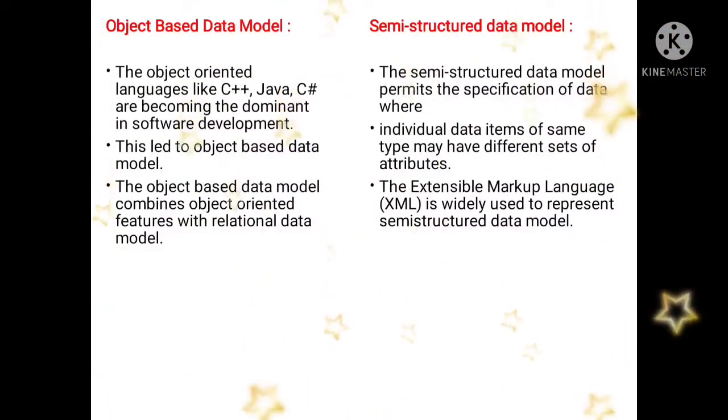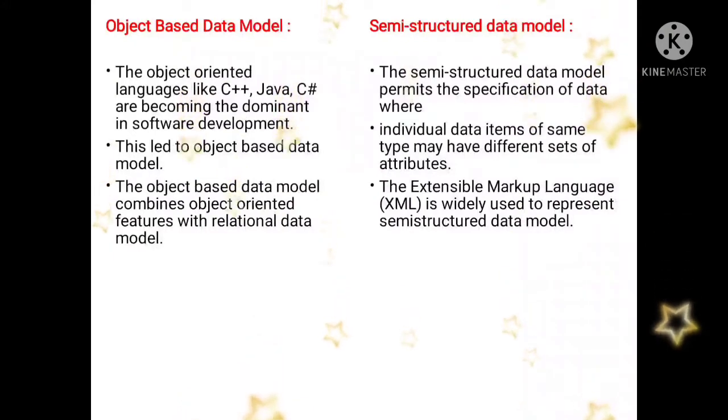And next we are going to see about the object based data model. Here the data are represented in terms of objects and the methods are represented as a relation. So that is object oriented features with the relational data model.